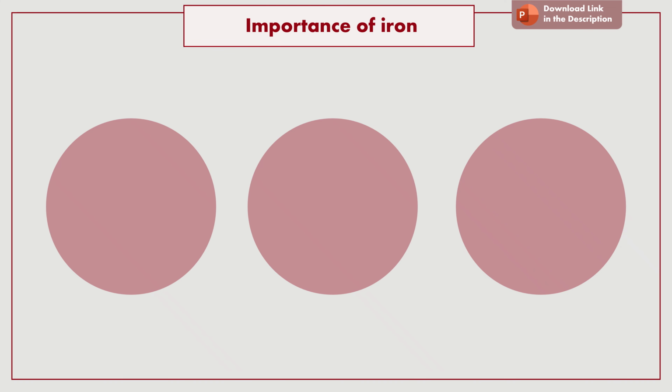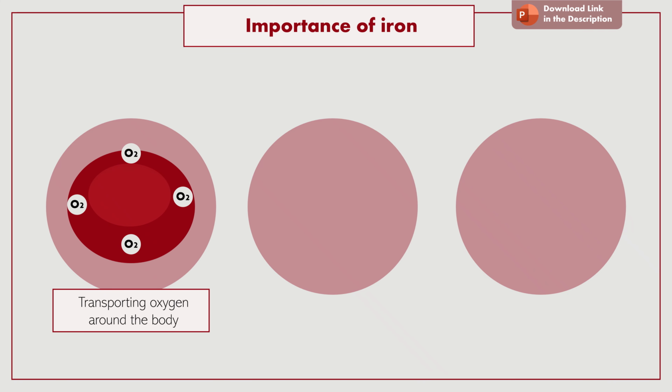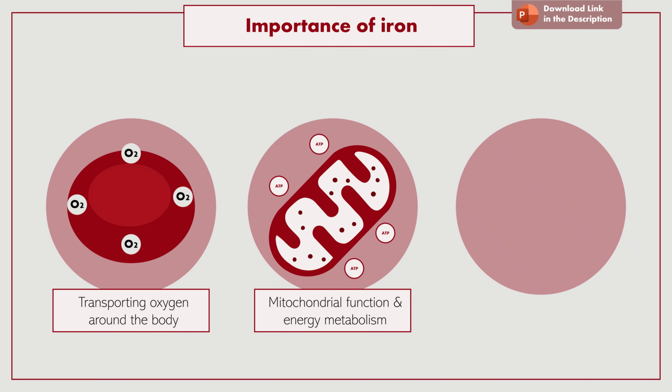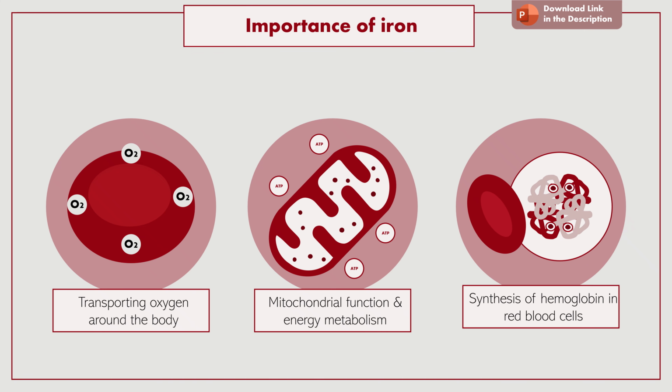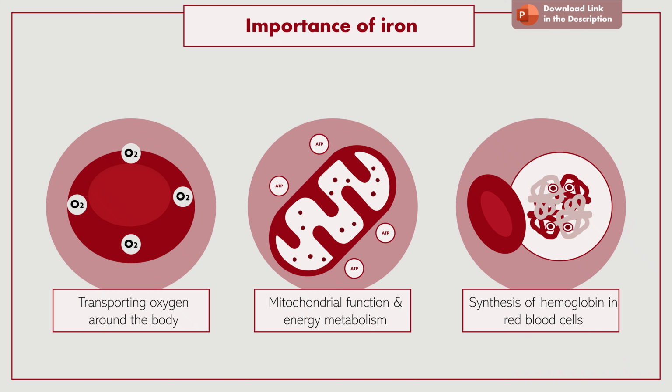First, as the core component of hemoglobin, it enables oxygen transport in red blood cells. Second, iron is essential for mitochondrial function, supporting cellular energy production through electron transport chains. Finally, iron is irreplaceable for hemoglobin synthesis itself. Without adequate iron, the bone marrow cannot produce functional red blood cells.